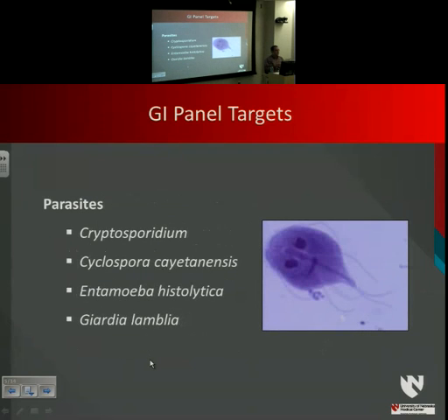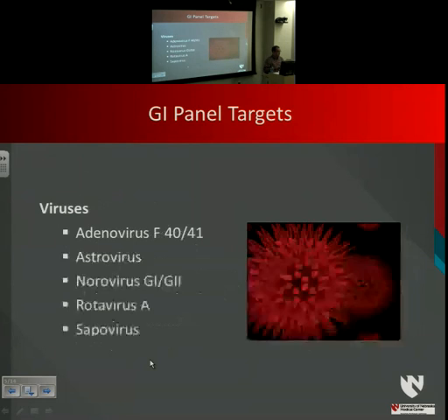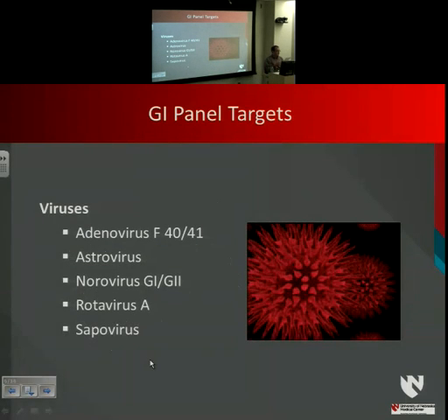Parasite targets include Cryptosporidium, Giardia lamblia, Entamoeba histolytica, and Cyclospora cayetanensis. Viral targets included on the GI panel are adenovirus F40 and 41, astrovirus, norovirus G1, G2, rotavirus A, and sapovirus. It is important to note that the GI panel does not differentiate norovirus G1 and G2 subtypes, so further molecular testing at the Molecular Diagnostics Laboratory will be needed if discrimination between subtypes is required.